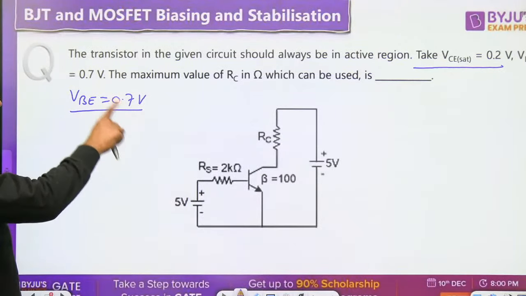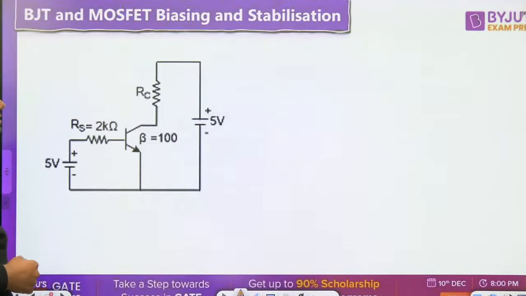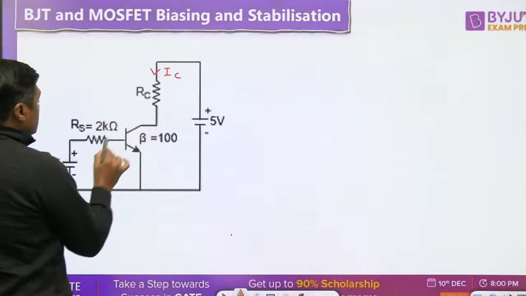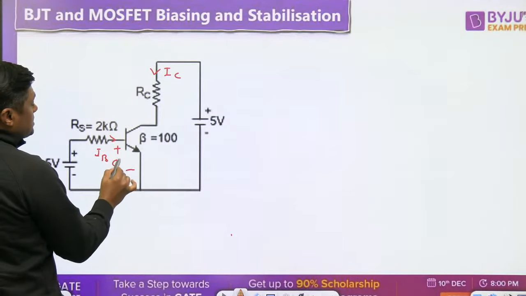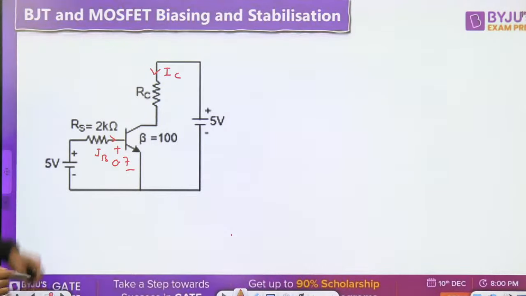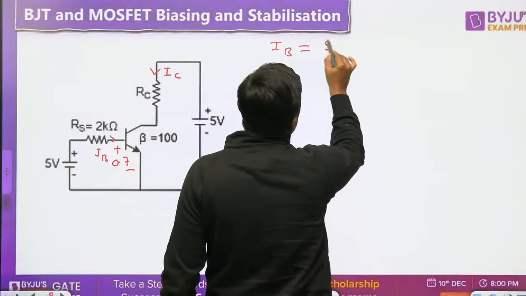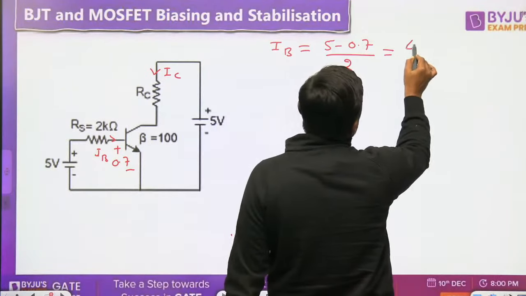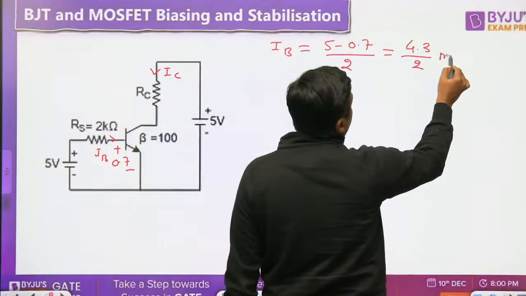So, the transistor in the given circuit should always be in active region. Then, what should be the value of RC? Okay, how are we going to solve this? Let this be IC, this be IB, and this voltage is 0.7 volt. So, directly you can find IB first of all. IB is equal to (5 minus 0.7) upon 2 kilo ohm. This is 4.3 divided by 2 milliampere.